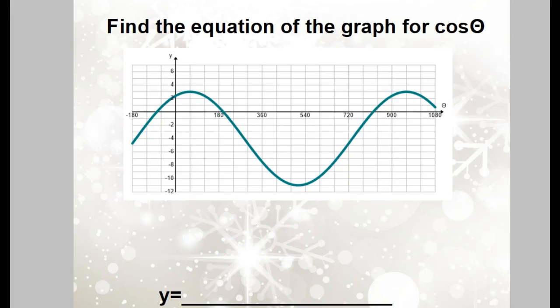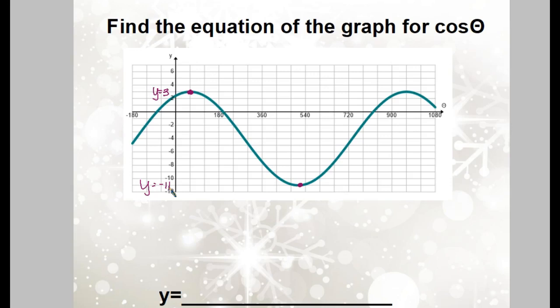In this problem, we're going to find the equation for the graph that's provided, and we're going to write our equation for cosine. First thing that I'm going to do is identify my high and low points, my minimums and maximums. And so I can see that I have a maximum when y is 3, and I can see that I have a minimum value when y is negative 11.